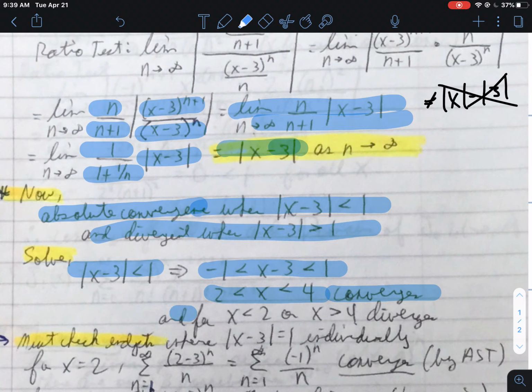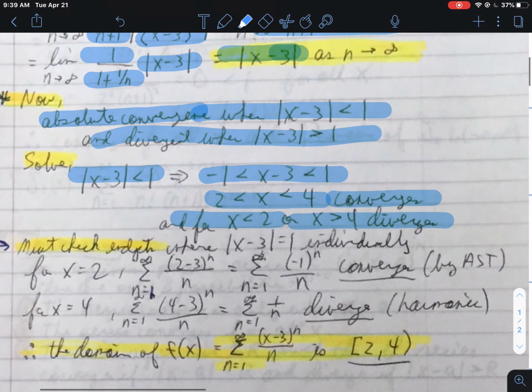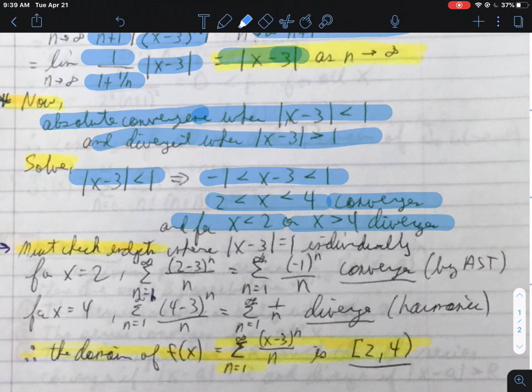That would also mean that for x values less than 2, for x values greater than 4, if I go outside of that interval, we would have divergence, right? But again, all I care about is where is it convergent. Now, you also have to check your endpoints here, right? Because we know it's convergent where the absolute value of x minus 3 is less than 1. What if the absolute value of x minus 3 equals 1? Remember, ratio test said it's inconclusive. So we're going to have to check each of the endpoints.